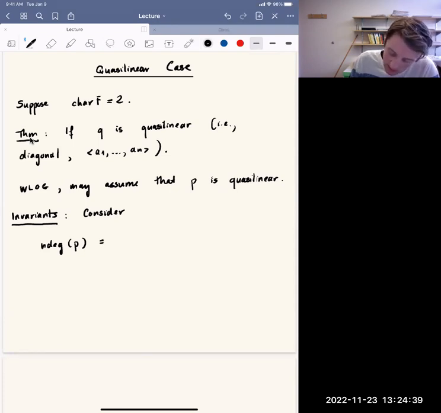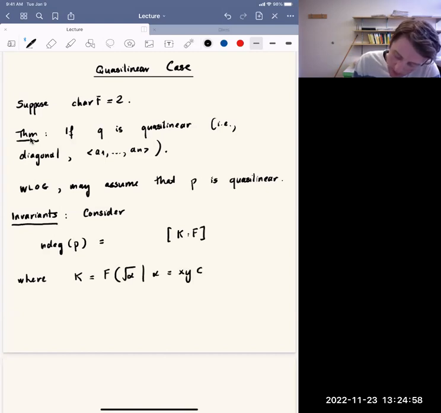And this is basically the degree of a certain finite, purely inseparable extension of the field F. This extension K is just the smallest extension of F that contains all square roots of products of two values of the form P over the ground field F. So X and Y here are values of P, and the value set I denote here D of P.